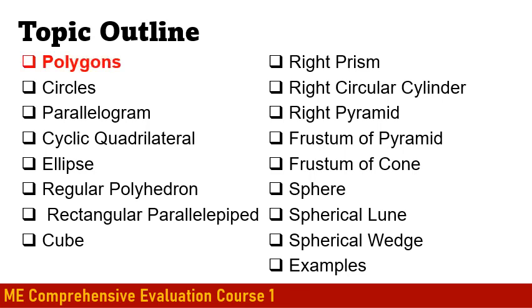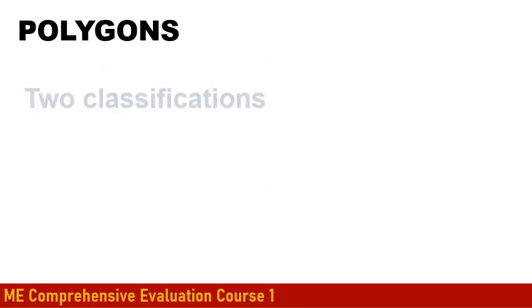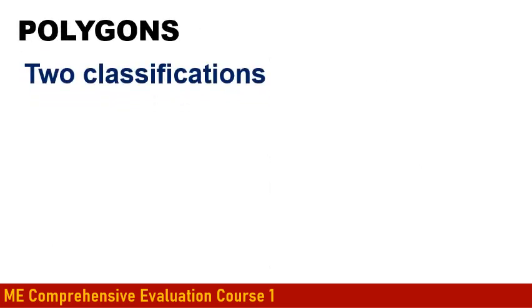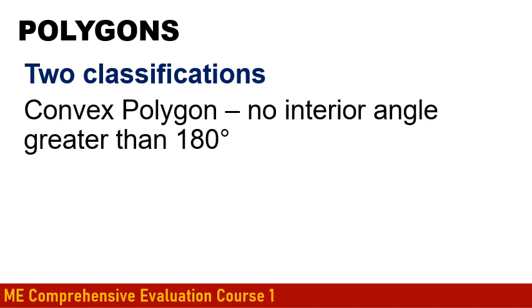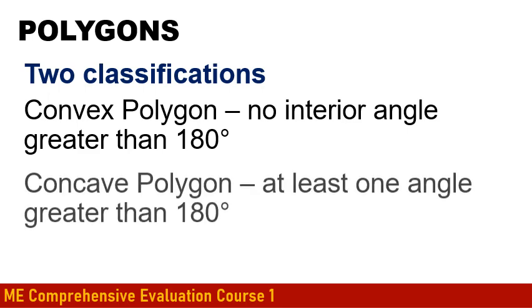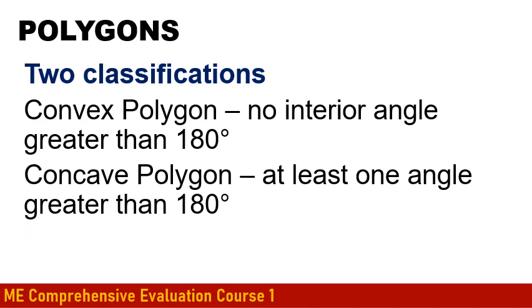Let's first start with the polygons. There are two classifications of polygons. We have convex polygon. They are polygon with no interior angle greater than 180 degrees. Concave polygon, on the other hand, is a polygon with at least one angle greater than 180 degrees.